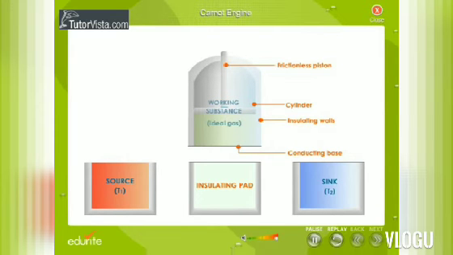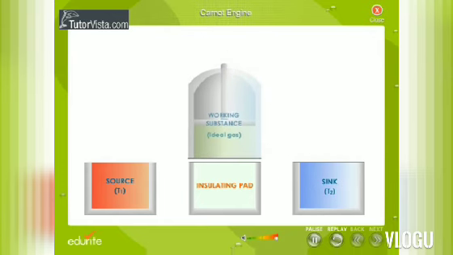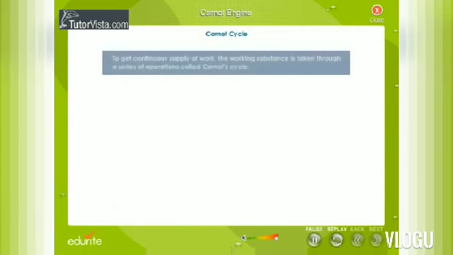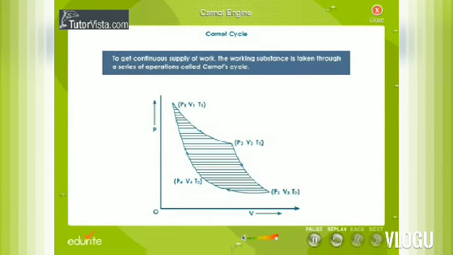During the operation of the Carnot cycle, the working substance undergoes adiabatic expansion and adiabatic compression. The cylinder is placed on a perfectly non-conducting stand which thermally isolates the working substance inside the cylinder from the surroundings. To get a continuous supply of work, the working substance is taken through a series of operations called the Carnot cycle. The Carnot cycle consists of two reversible isothermal and two reversible adiabatic processes. Shown here is a Carnot cycle obtained when an ideal gas is used as the working substance. The ideal gas is taken inside a cylinder fitted with a piston.